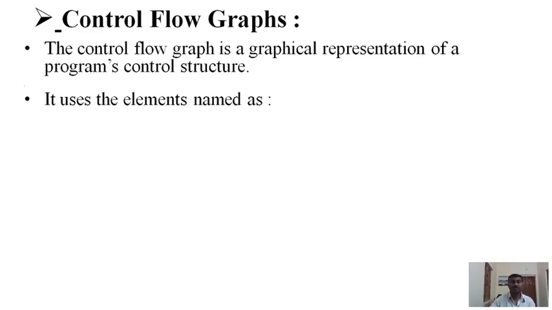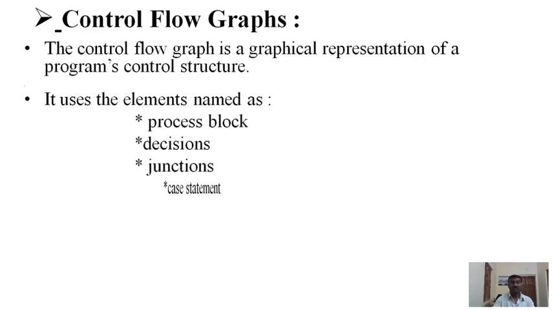The control flow graph has four different types of elements. These four concepts are the elements of control flow graphs: process blocks, decisions, junctions, and case statements. These are the four elements in control flow graphs. To design control flow graphs, these elements are used.